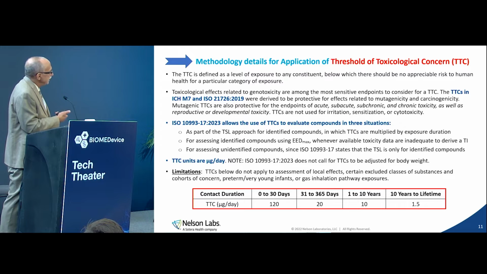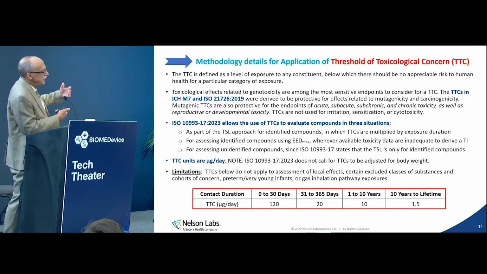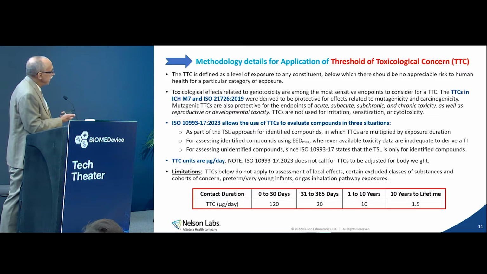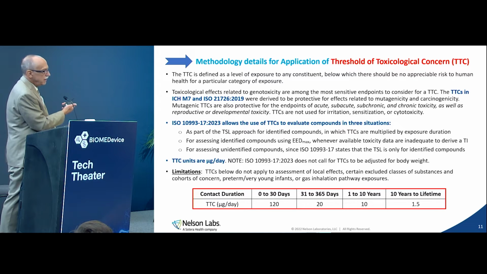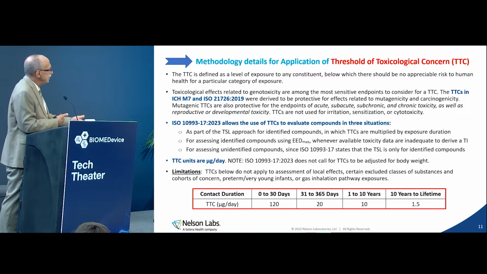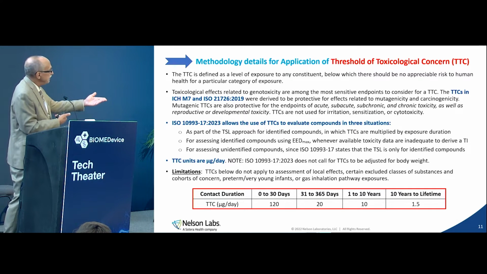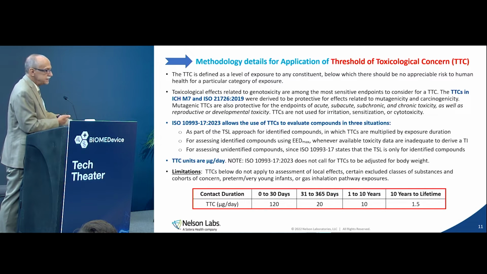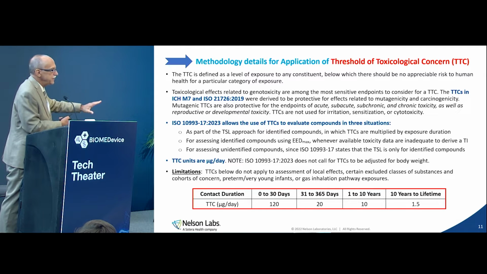If your device only is used for 0 to 30 days, it's pretty lenient at 120 micrograms is the max for any unknown. If your device can be used from 1 month to 1 year, now it's 20 micrograms per day. So the longer it's used, all the way up to, if it's lifetime use, it's 1.5 microgram per day, a very stringent threshold. It's hard to see that low. And that's how you'd say an unknown is okay, even though we don't know what's in it.